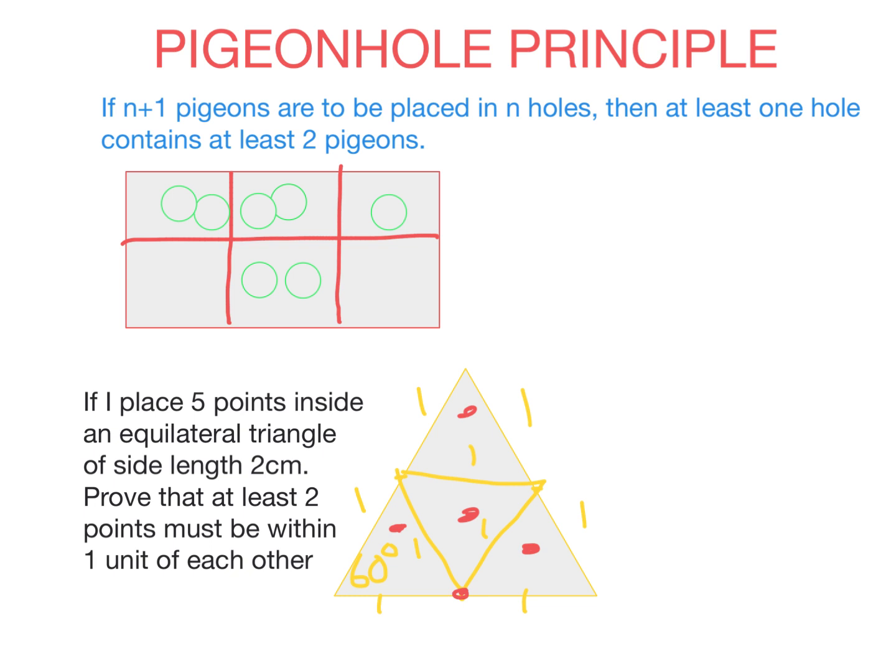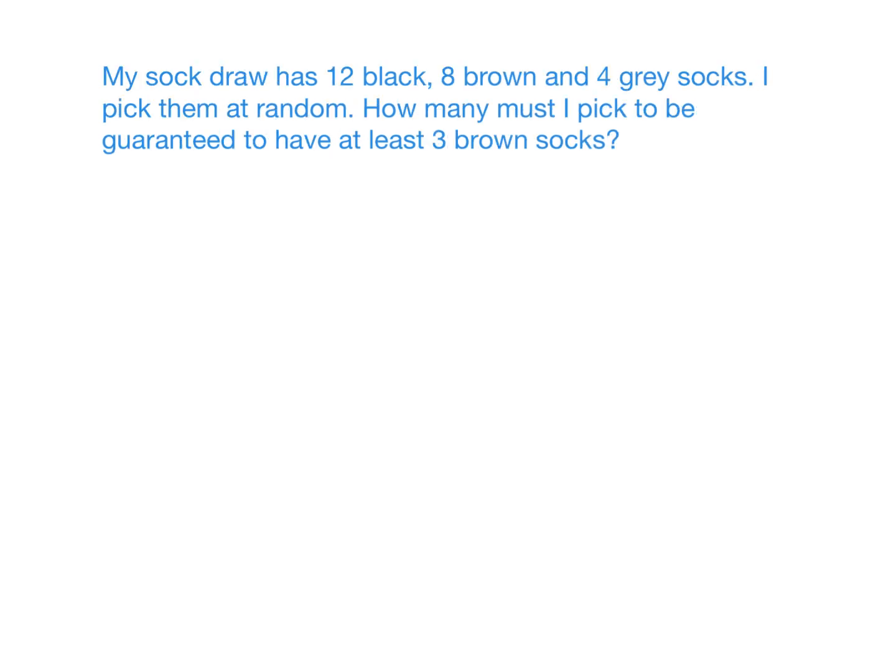Let's look at another example. So my sock drawer has 12 black, 8 brown, 4 grey socks. I'm going to pick them randomly from the drawer. How many must I pick to be guaranteed that I have at least 3 brown socks? So over here, use this idea of worst case scenario. What's the worst case scenario if brown socks are what we want?